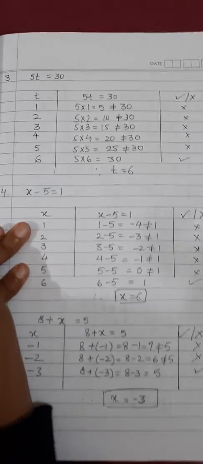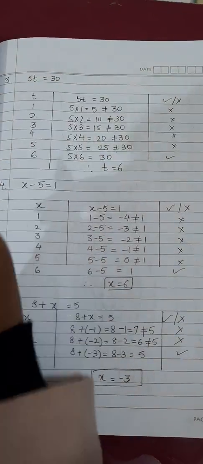Let's do question number 3. Now in this question number 3, if you will see, it is written 5t.